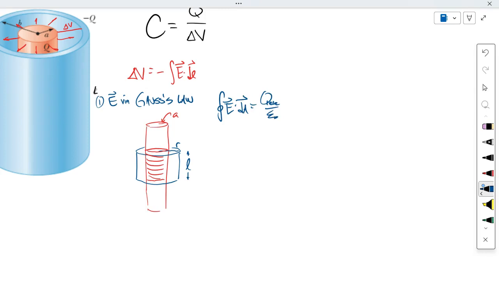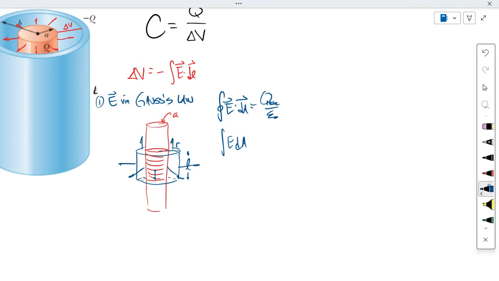Okay, so we're looking for E. We first have to turn that scalar product, that dot product, into a plain old product. And that means that the only place that this evaluates to that is where the E vectors and the dA vectors for our Gaussian surface are parallel. Here are dA vectors for some parts of our Gaussian surface, pointing out towards you, pointing this way, pointing that way. There are dA vectors from the lids.